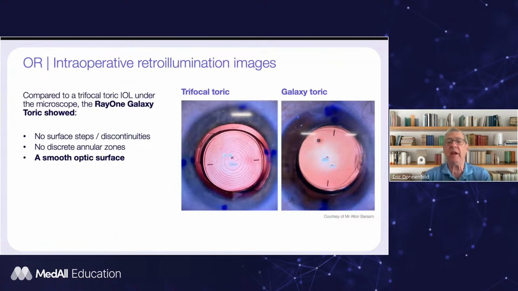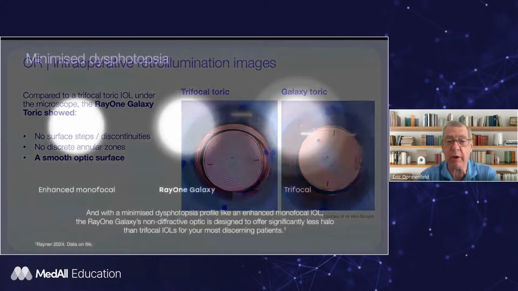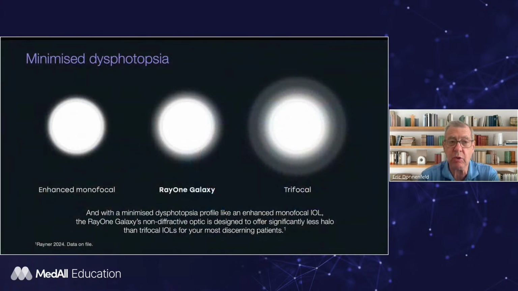And you can see by looking at the lens, and here's the Galaxy toric on the right and the trifocal toric on the left, you can barely see the rings on this lens. It had remarkable quality of vision. There are no surface steps, no continuous areas, and a very smooth ocular surface. And I do believe that this will be an extremely valuable trifocal lens, which will hopefully be available to us in the very near future. Again, showing the minimized dysphotopsia with this lens versus the trifocal.